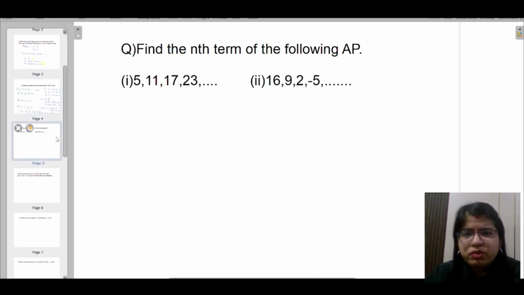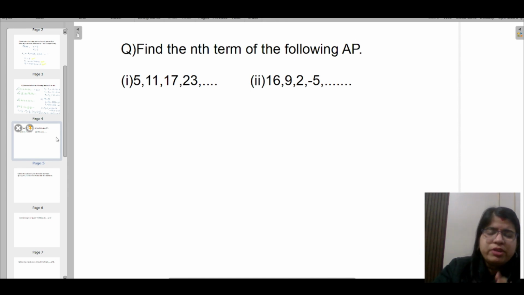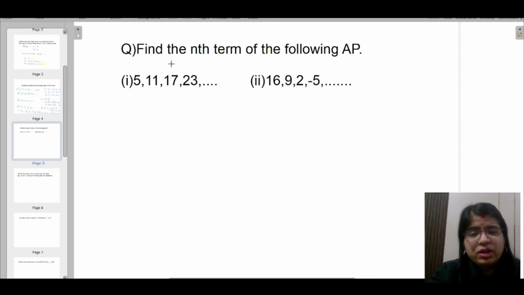Now let's move to the fourth question. Here students, we have to find the nth term of the following AP. For Tn, you have already studied that Tn is how much? First term is A, second term is A plus D, third term is A plus 2D. So students, now the question is to find the nth term of the following AP. Okay, so we have already studied that first term is A, second term is A plus D.